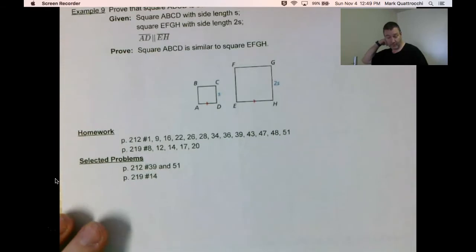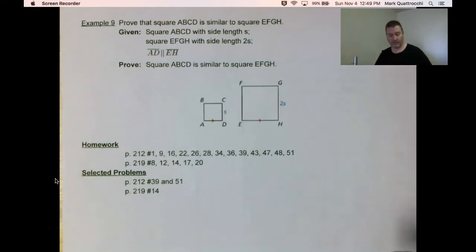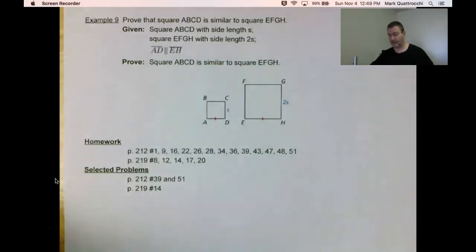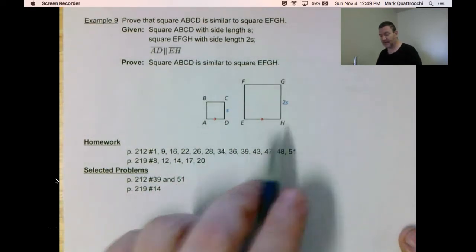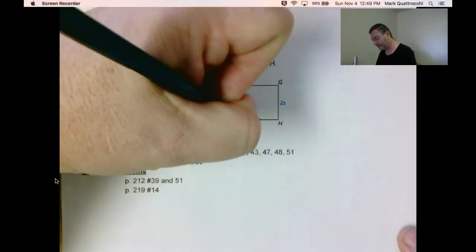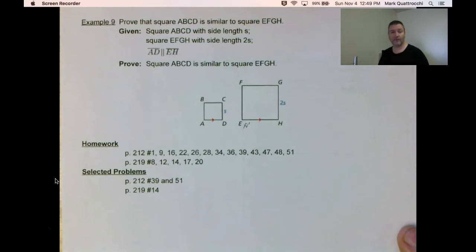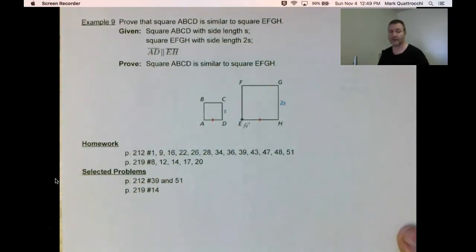Example 8. We're going to prove that the square ABCD is similar to the square EFGH. I'm not going to write out the whole proof because, as you can see in the answer key, it's quite lengthy. What I will do is walk you through what's happening here. So we're starting off knowing that AD is parallel to EH. So if I do a translation that brings A to E, so that A prime would be the same point as E, I'm just going to call it E.